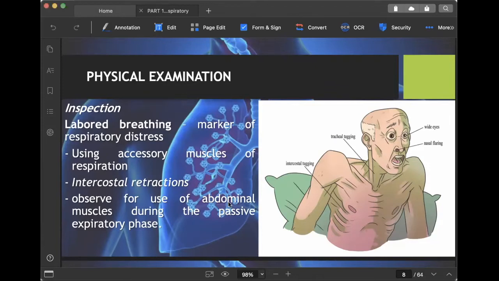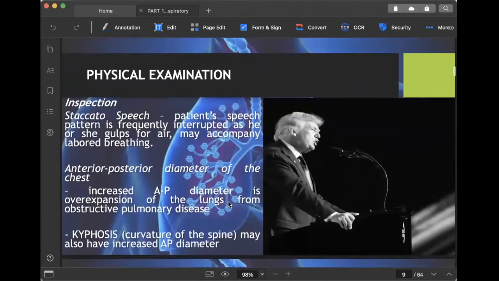The next one here, we have this term that we call staccato speech, wherein the patient's speech pattern is frequently interrupted as he or she gulps for air, and may be accompanied by labored breathing. And then we also have the anterior posterior diameter of the chest, which is an overexpansion of the lung from obstructive pulmonary diseases. We also have kyphosis, or in our local term, the kuba. This is the curvature of the spine. We also have an increase of the anterior posterior diameter.